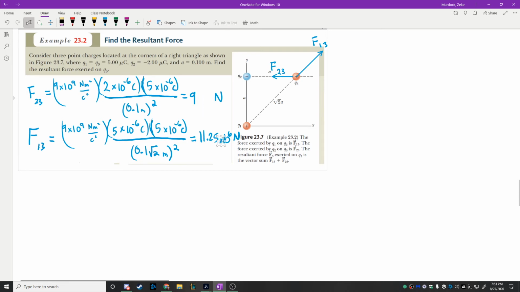It's 9 and 11.25, right? Okay. All right. So those are the right answers, right? Okay. What do we need to do now to combine these two? Vector addition. Yep. And how do we do vector addition?